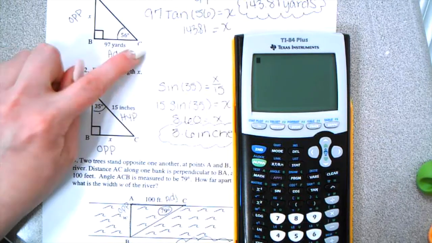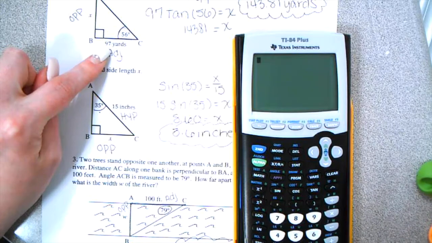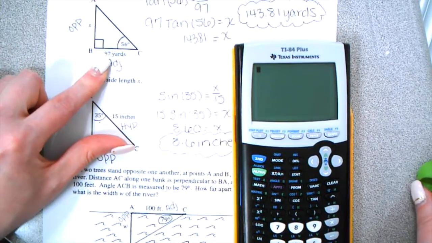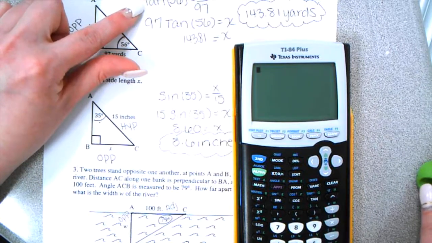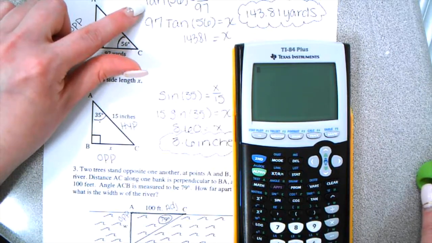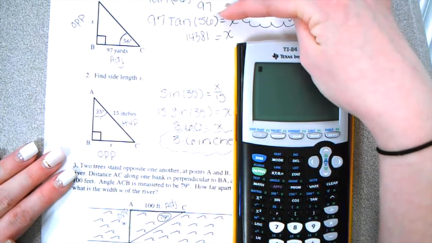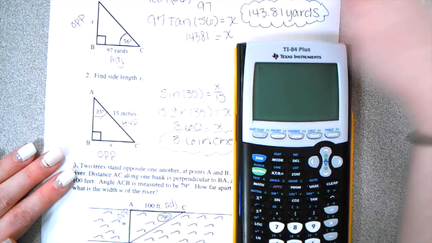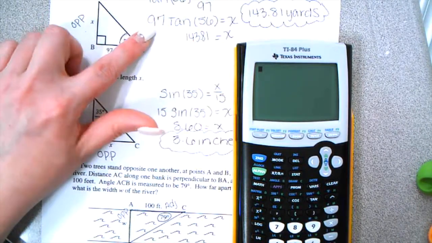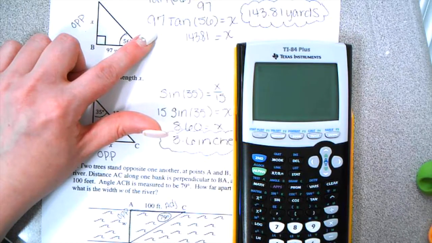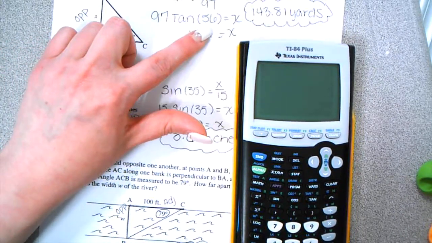The side touching our angle is the adjacent side. It's 97. We know from our trig ratios that if you have the opposite and the adjacent side, then we're going to use tangent. So we set up our ratio, tangent of 56 degrees equals opposite X over adjacent 97. To solve for X, we have to multiply both sides by 97. That'll leave us with X equals 97 times the tangent of 56 degrees.